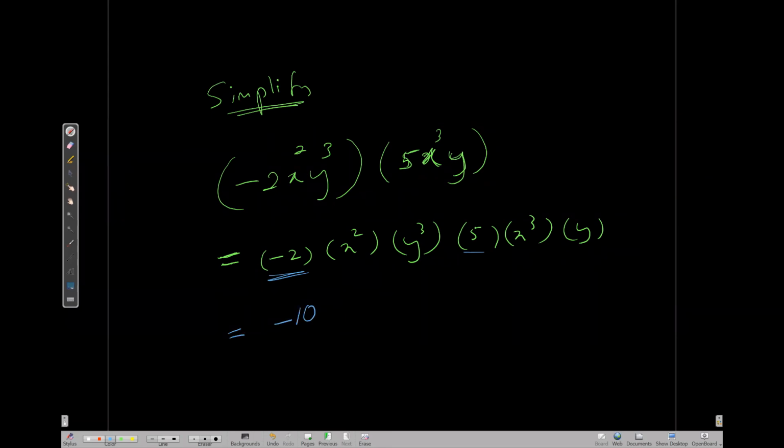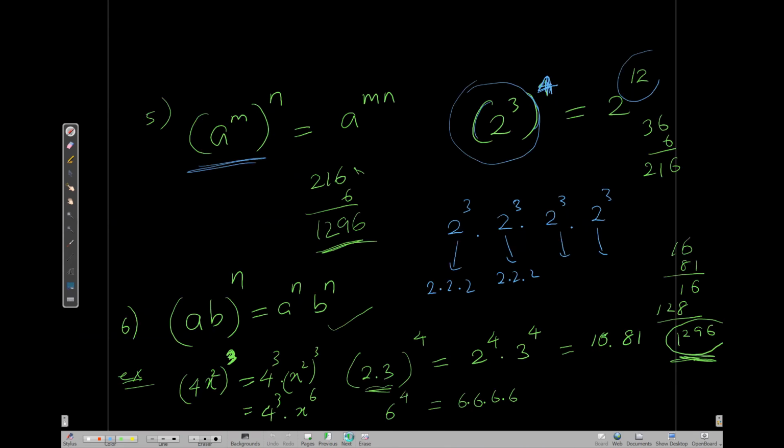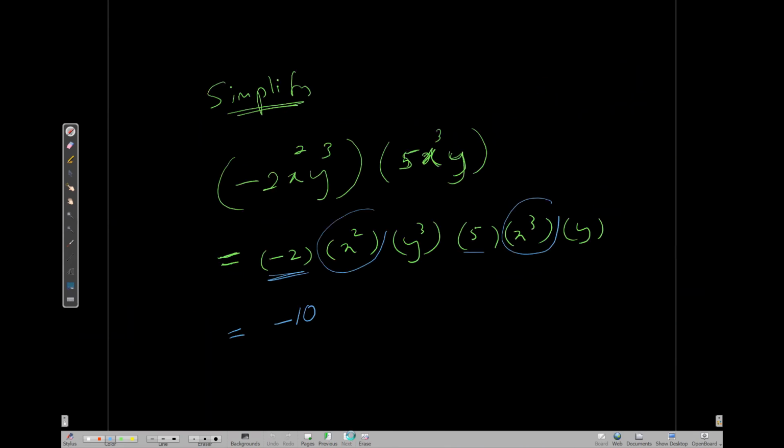And then like terms, x squared and x to the 3. Now let me show you. The result you need is this, right? So m plus n. So x to the 5th, y: 2 plus 3. And y cubed and y, how many? 3 and 1, 4. That's the best you can do, right?